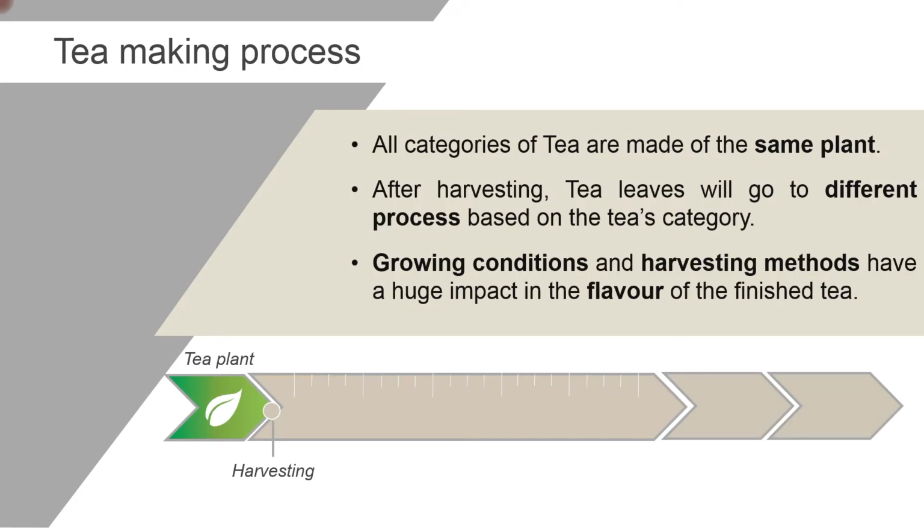Tea making process. There are 4 making processes of tea, which are harvesting, oxidation, heating, and finished tea. All categories of tea are made from the same plant. After harvesting, tea leaves will go through different processes based on the tea's category. Growing conditions and harvesting methods have a huge impact on the flavor of the finished tea.